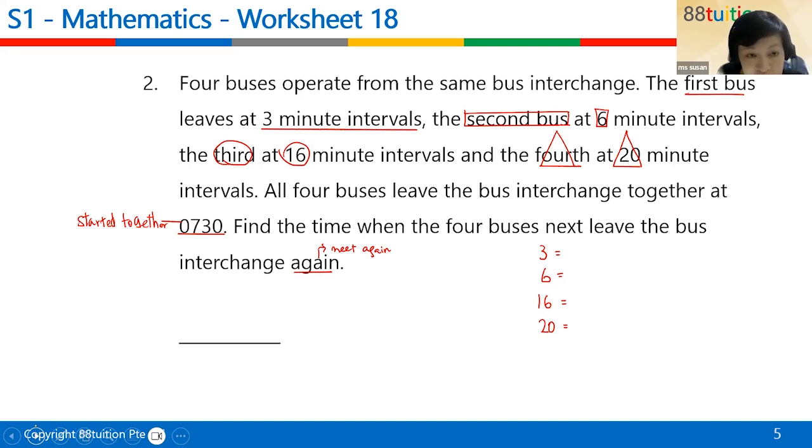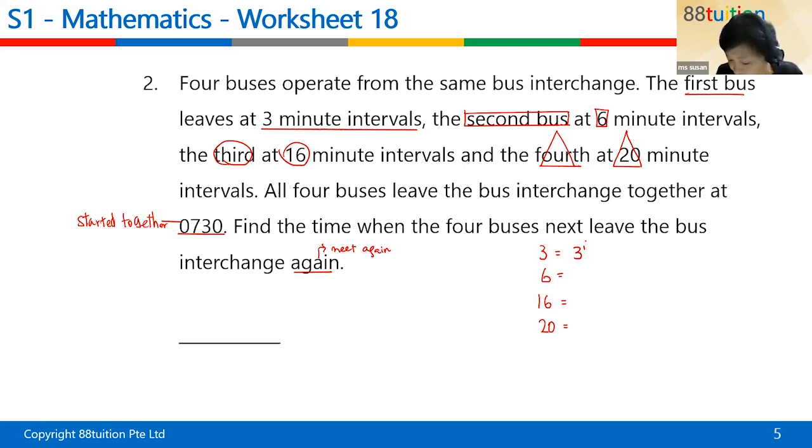So that means the buses come back and then they set off again. Every 3 minutes for the first bus, for the second bus, every 6 minutes. So what it is basically asking you is the lowest common multiple. That is the duration they will take, and this duration will land on the same number.